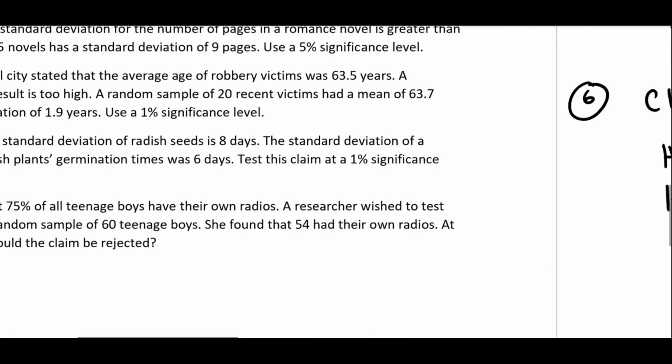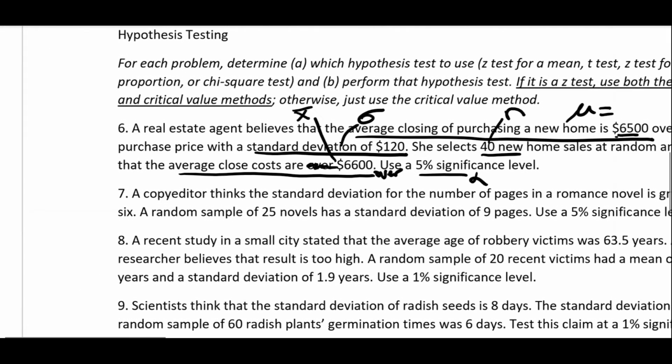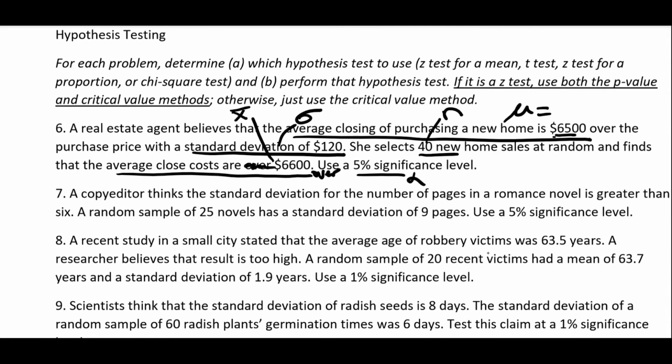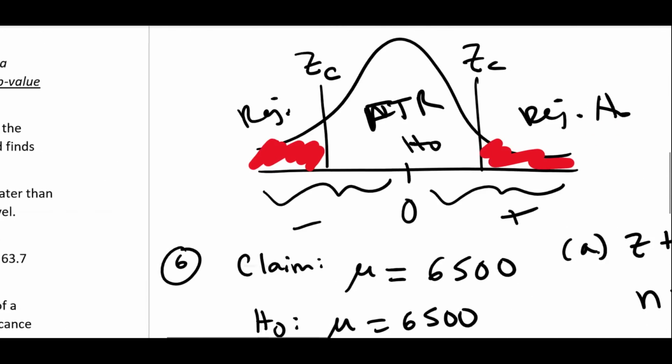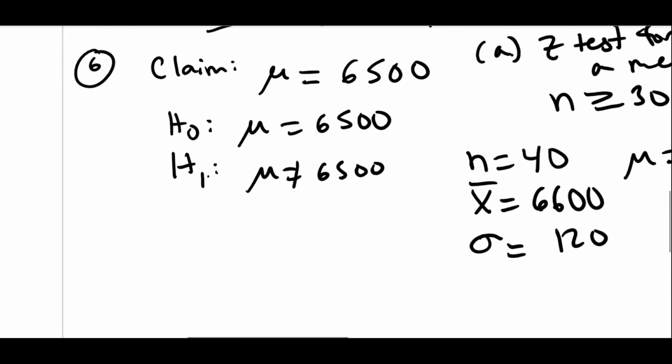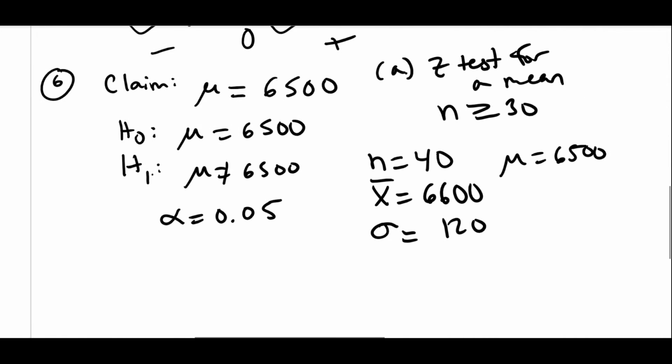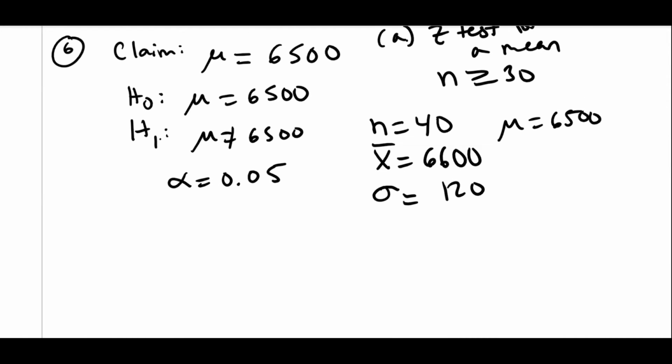So let me double check those numbers. So sigma is 120, yep, n is 40, and x bar is 6,600, and then alpha is 0.05, a 5% significance level. Okay, so now we're ready. We did our hypothesis statements. Now, based off of the HA or H1, it's a two-tailed test.